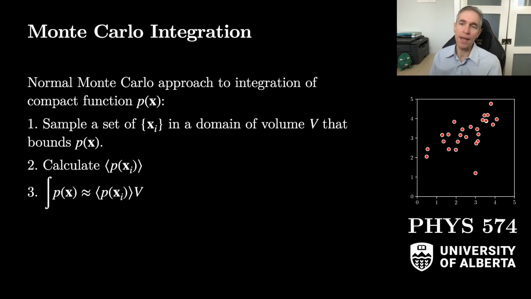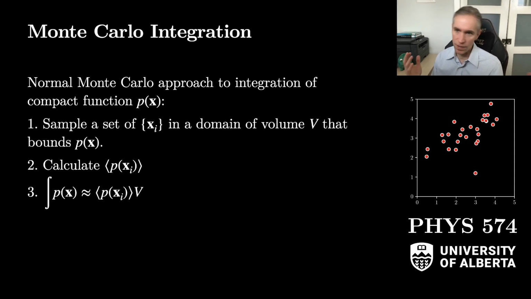So, given that, you throw a bunch of points into this domain, you evaluate P of X on that set of points, and then the integral of P of X is just the average value of those points evaluated with P, times the volume.